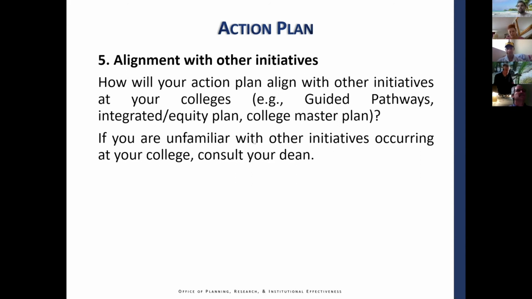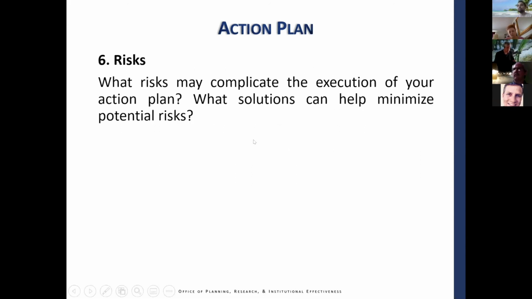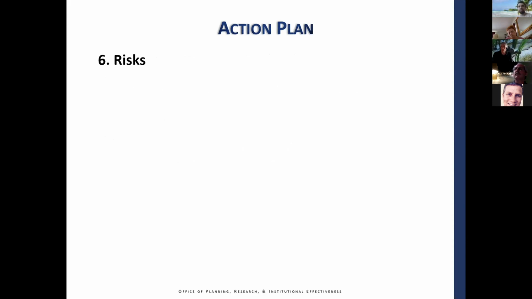I'm going to jump to the next one, which is about the potential risks. There's a question that asks you to identify potential risks that might complicate the execution of your action plans, and it also asks you to provide potential solutions for these risks. The ones that I'm going to show you would apply to both of the interventions that I previously mentioned. So let me just throw them out so that we can discuss it.